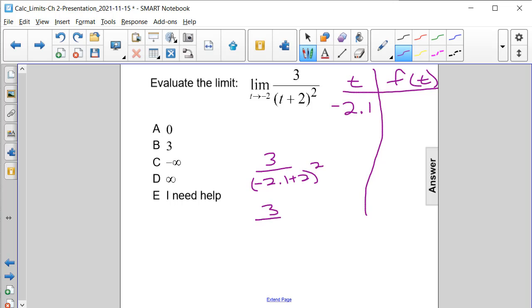So that'll be 3 over negative 1/10 squared, which will be 3 over 1/100th, because when you square a negative you get a positive, and 1/10 times 1/10 is 1/100th. And 3 divided by 1/100th is going to be 300. All right, so now let's try negative 2 and 1/100th.